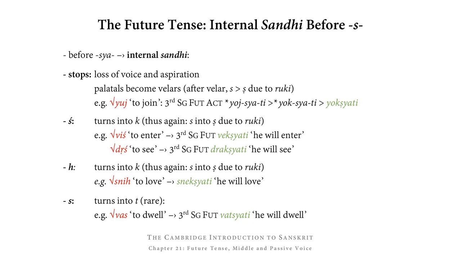Wish in guna would be wesh. In front of the sya, the sh at the end of wesh changes into k, so we get wek. And after this wek, the sya changes into shya, and so we get wekshyati.